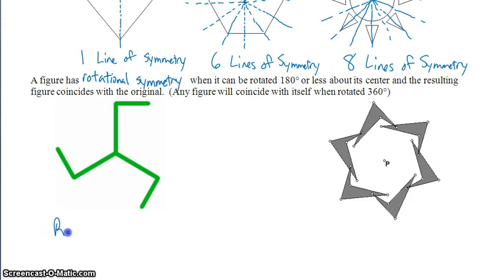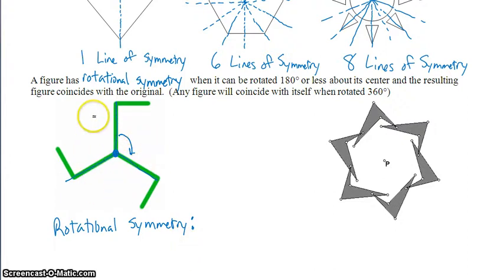To describe a figure with rotational symmetry, we're going to use degrees. How many degrees can we rotate that figure until it lines up back with itself? If I spin the figure around this center point, how many degrees will it take for this line to line up right here? Well, there's a couple ways I can figure out that angle. I can take a protractor and measure it, or I can see that it's going to take 3 rotations to get all the way around.